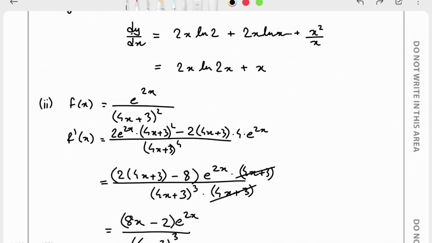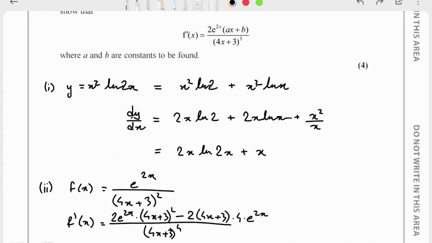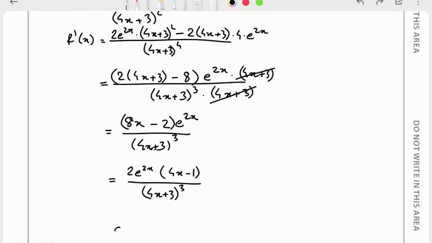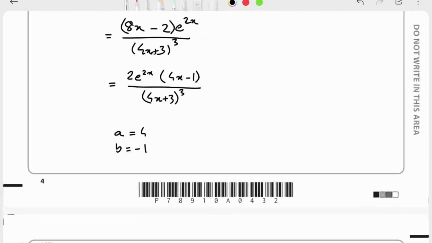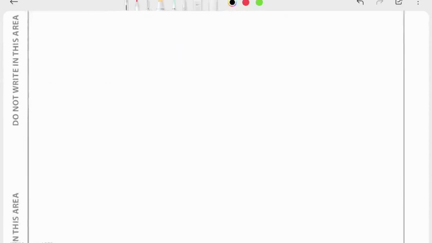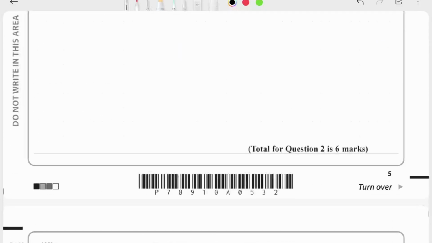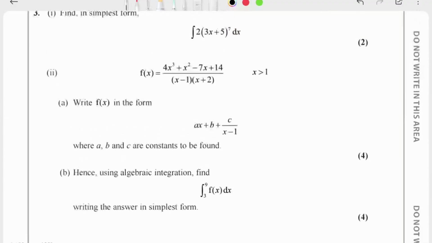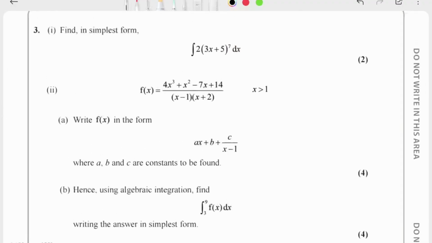So according to this, a is equal to 4 and b is equal to minus 1. So that's another 6 marks. Easy. Moving on to number 3.